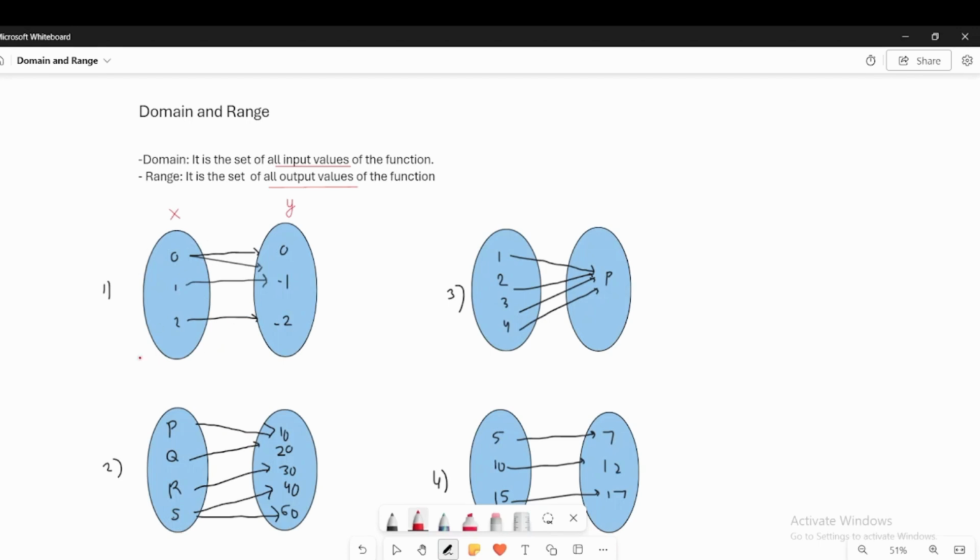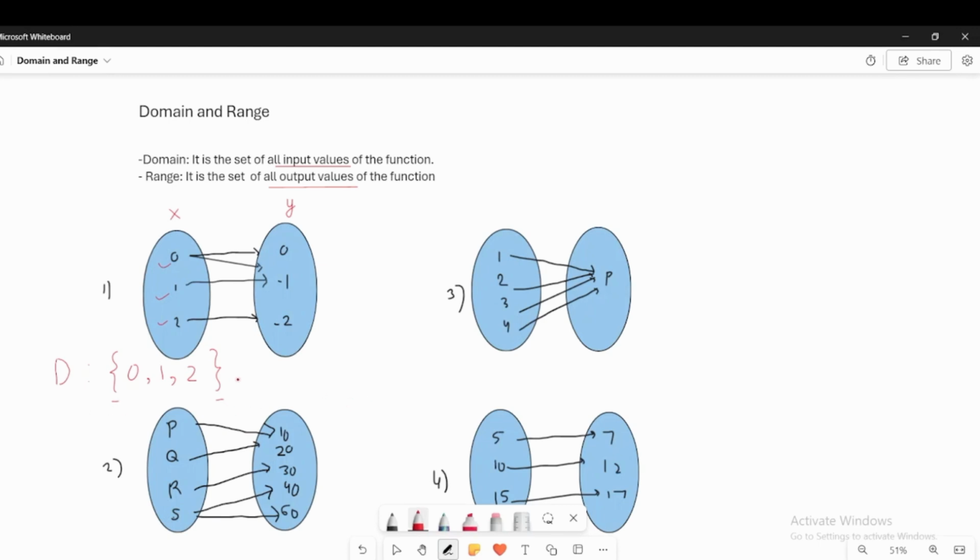So in this example you can clearly see that what are all the input values? These are 0, 1 and 2. That means here your domain is going to be what? It is going to be a set of all the input values. That means you are going to write it like this. So domain is nothing but you write all the input values together and you put them in these braces. These are called the curly braces. So make sure you put your domain inside it.